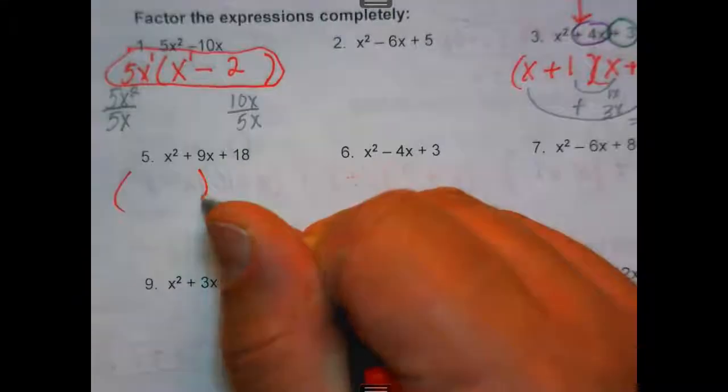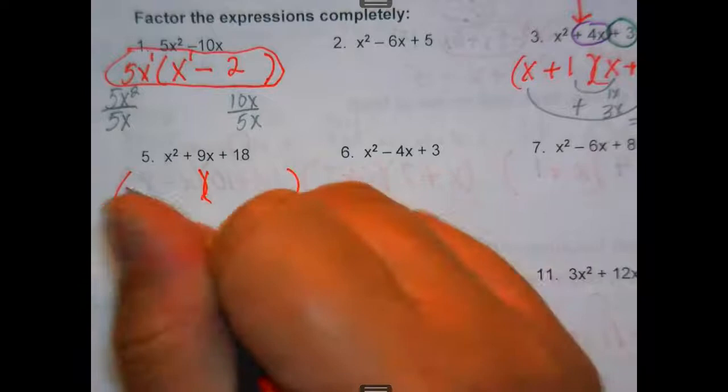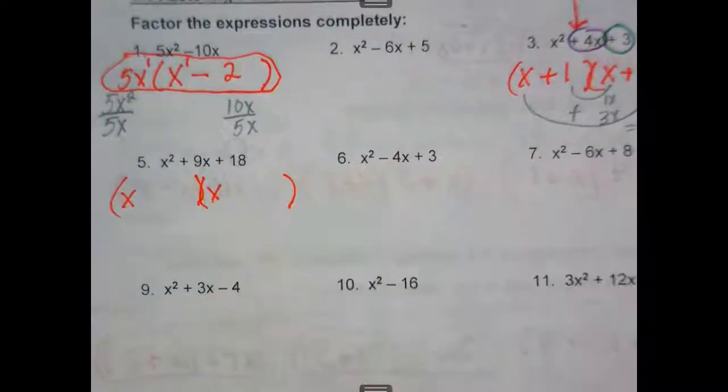Okay, number 5. Another easy one. My A is 1. I have an x times x.